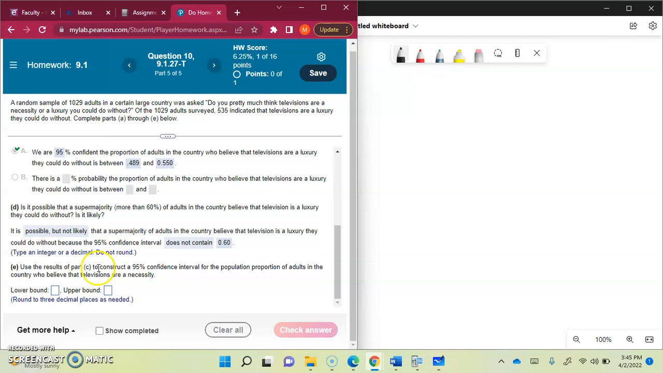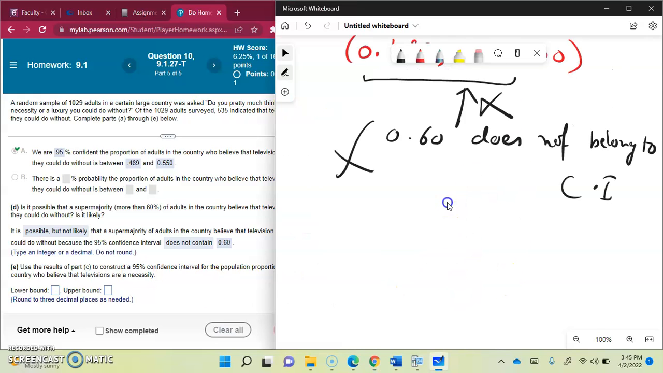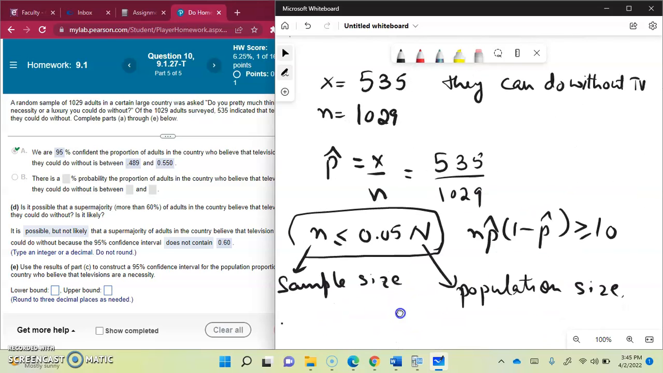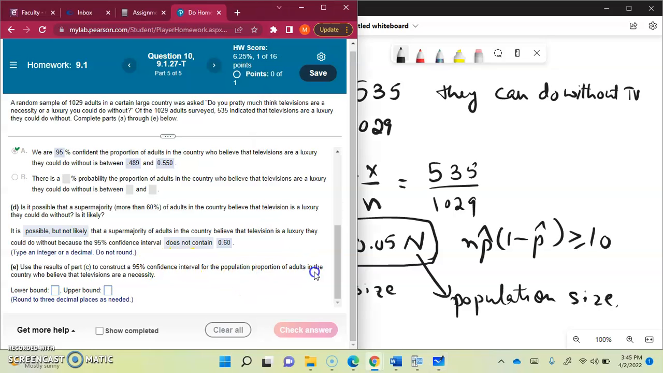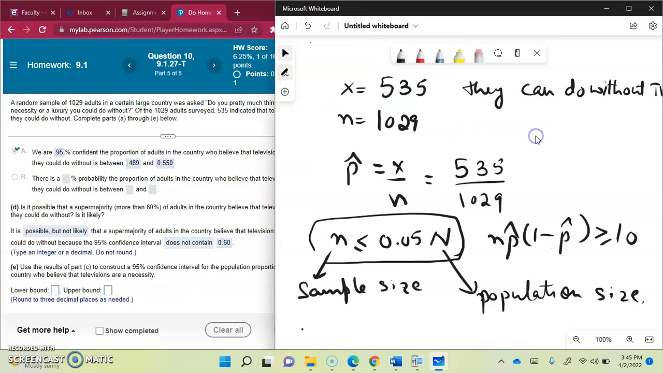Use the results of part C to construct a 95% confidence interval for the population of adults in the country who believe that television is a necessity. If you remember when we started the question, X was used as 535, those who can live without TV. Now they're asking us to calculate a 95% confidence interval for the proportion of adults who believe that television is a necessity. So it's the opposite of that, right? The total sample is this one, and these many people can live without TV.